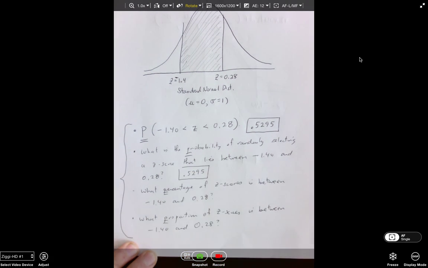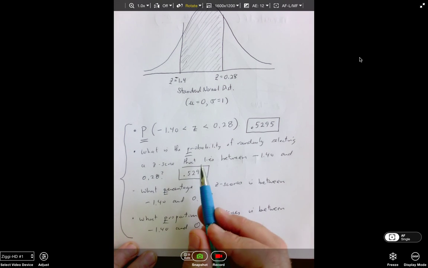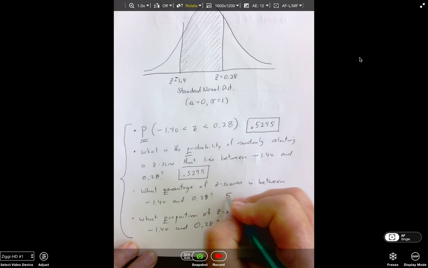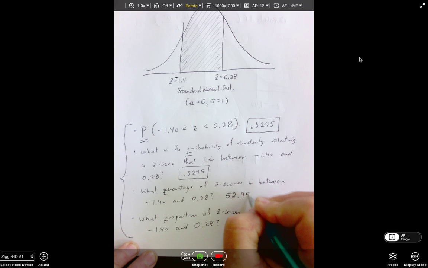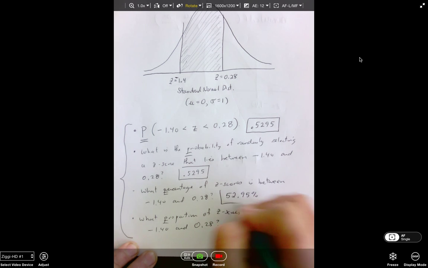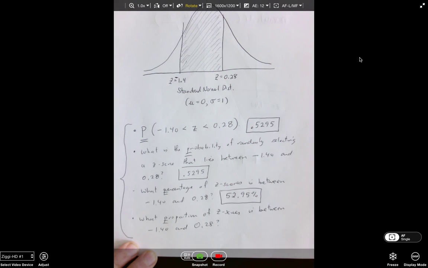Same thing here for probability. Now, if we're asked for a percentage, we're going to put this in terms of a percentage, and the percentage would be 52.95%. And proportion is presented just like probability. Guys, it's that easy.